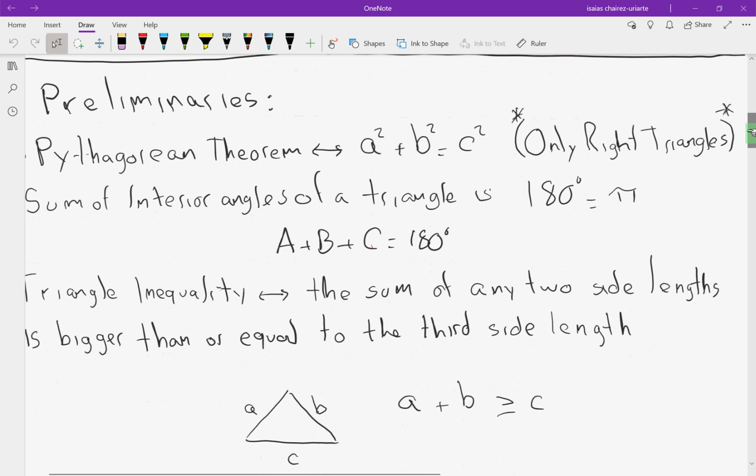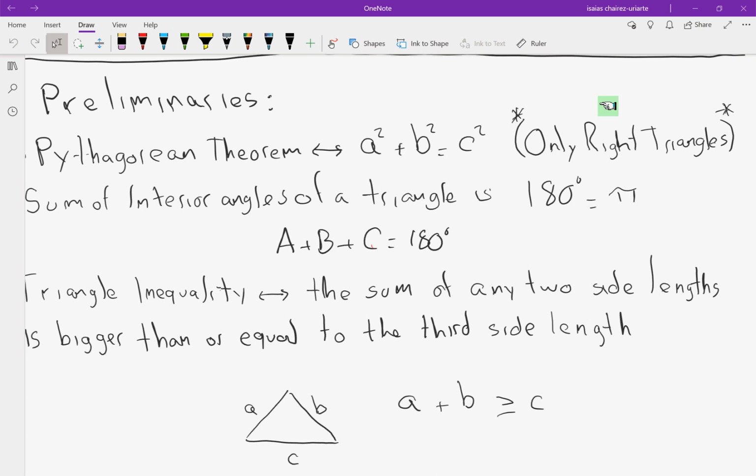Some preliminaries. The Pythagorean theorem is going to be used quite a bit throughout a lot of things. The thing to keep in mind about the Pythagorean theorem, though, is that it applies only to right triangles. And in this chapter, we're going to be getting away from right triangle trigonometry. So we're going to start dealing with other angles besides right triangles. There might no longer be a 90-degree angle involved.